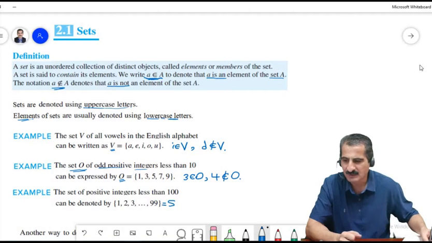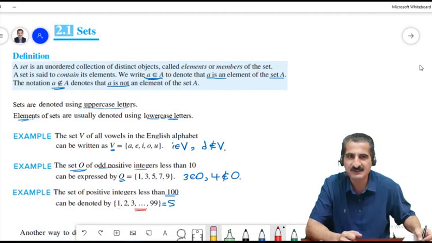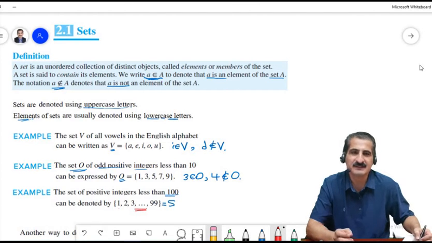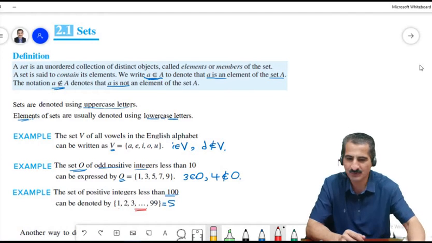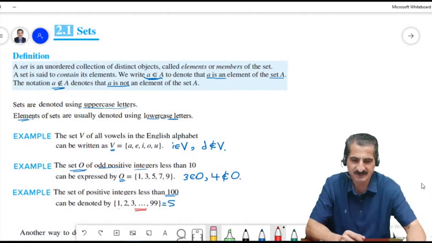And this example, the set of positive integers less than 100, is meant to explain that we will use dots this way to represent sets. It does not make sense to list all the numbers from 1 to 100. We just write the first 2, 3 numbers and then 3 dots and then the last number. So this is one way to express sets.